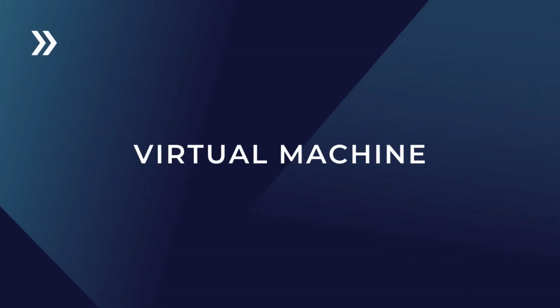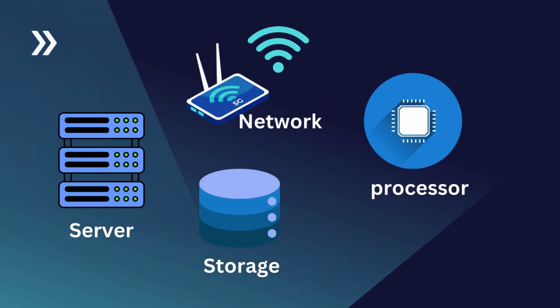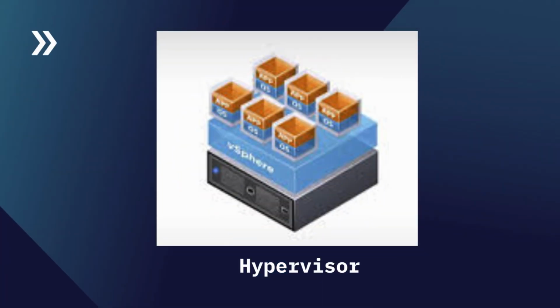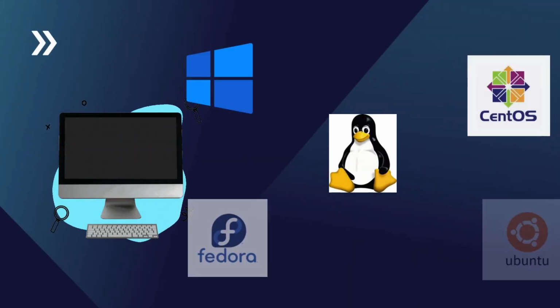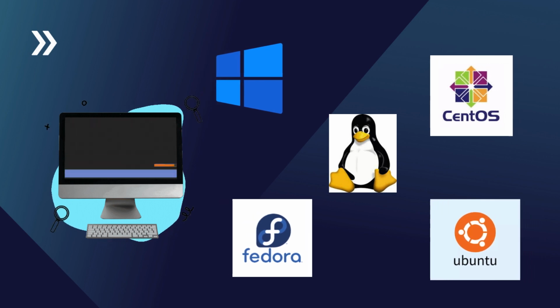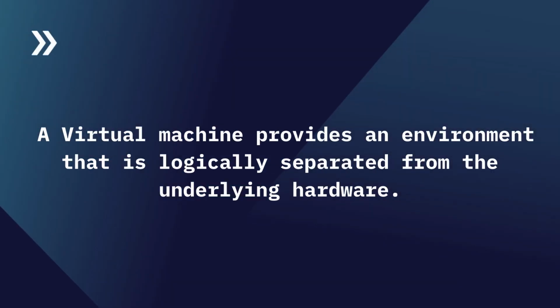What is a virtual machine? A software hypervisor allows the elements of the system, such as storage, memory, processor, etc., to be distributed among multiple separate and secure virtual computers created using the hypervisor, which are termed virtual machines. The virtual machine is the emulation or a virtual representation of a physical device that can execute multiple operating systems on the same computer, where every virtual machine has its dedicated operating system which uses a part of the system's hardware resources for operation.